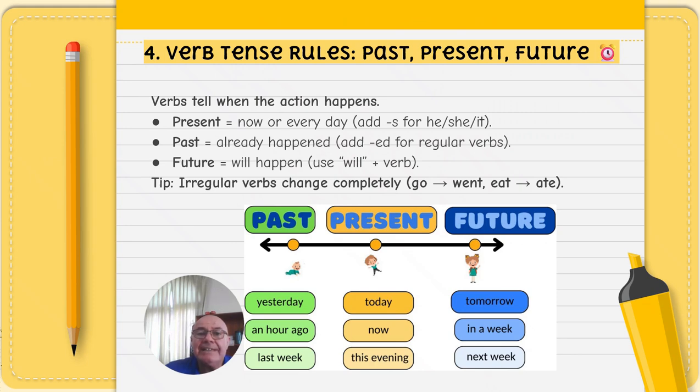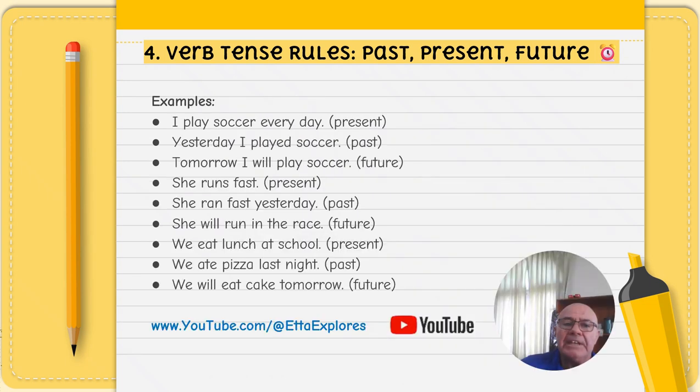Verb tenses rules: past, present and future. So verbs tell us when the action happens. Present, that means now or every day. You normally just add an S for he, she or it. Past, that's already happened. You normally add ed for regular verbs. And the future, it will still happen. You normally use will plus the verb. Tip: irregular verbs change completely. Go becomes went. Eat becomes ate. Here are some examples of past, present and future tense verbs.